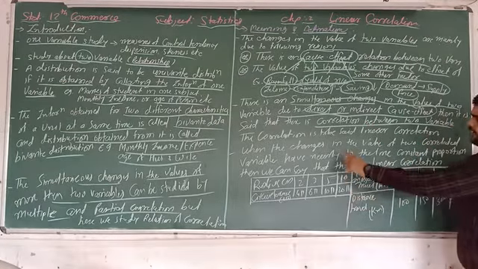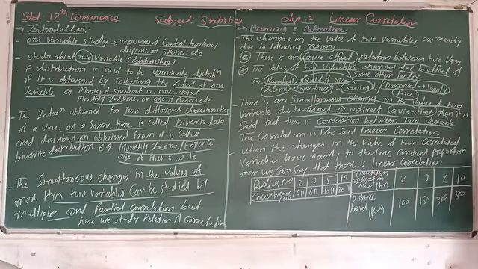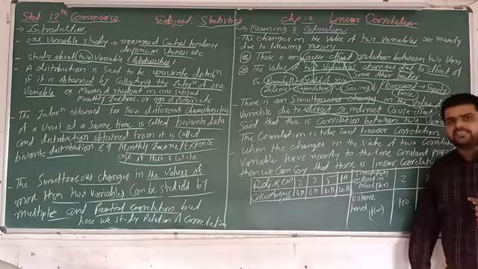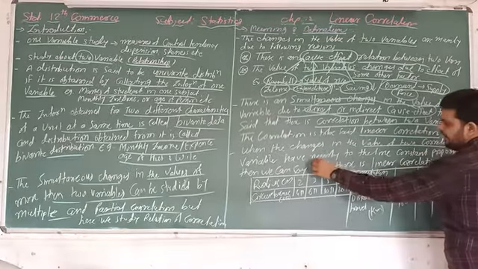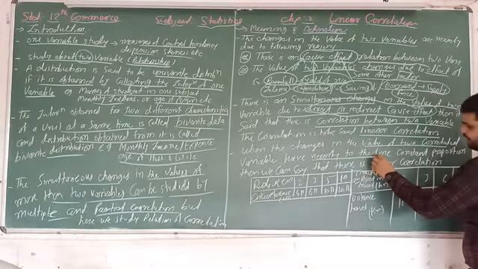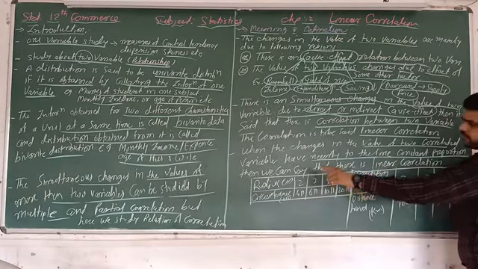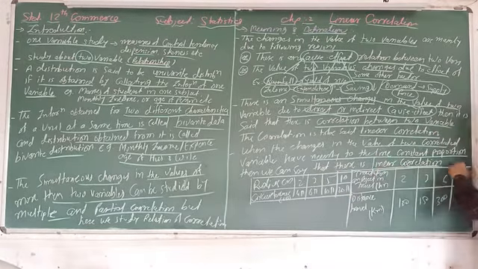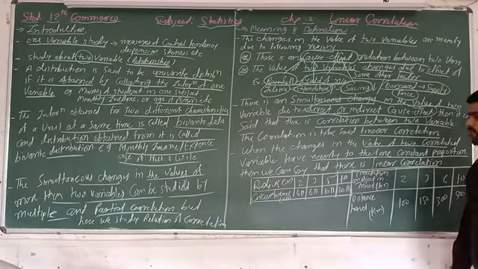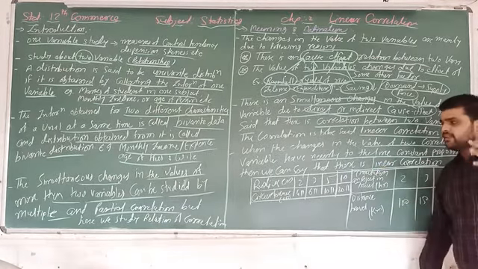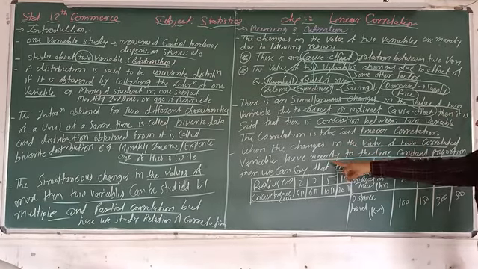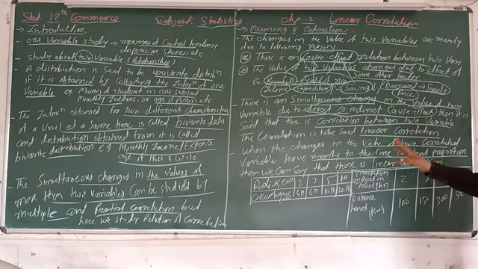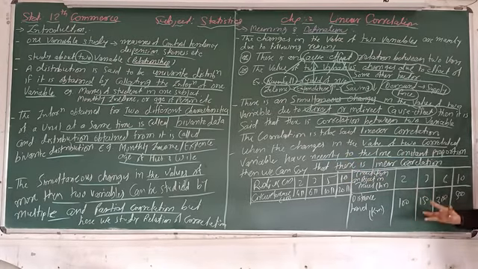Here the correlation is said to be linear correlation. So this type of correlation is called a linear correlation. Now, when the changes in the values of two correlated variables are in nearly a constant linear proportion, then we can say that there is a linear correlation. This is another definition. In 1 mark it can be asked: when the changes in the values of two correlated variables are nearly in constant linear proportion, then we can say that there is a linear correlation.